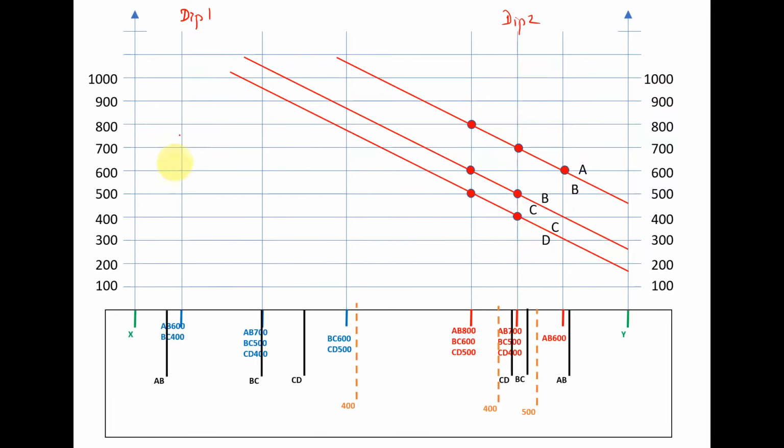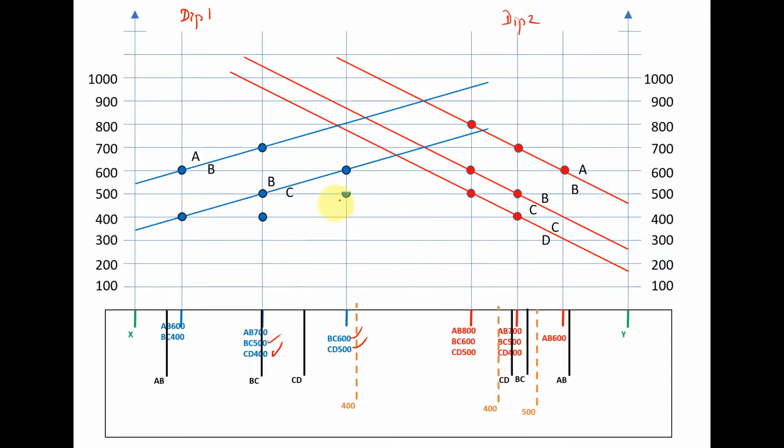Similarly, now we'll have to draw for dip 1. So AB 600 I plot, AB 700 I plot, I draw a line, that will be your junction AB. Then BC 400, BC 500, and BC 600 would be here. If we join them, we'll get our junction BC. Then CD 400 and CD 500. This is your junction CD for dip 1. So all the lines shown in blue are for dip 1, the ones shown in red are for dip 2.